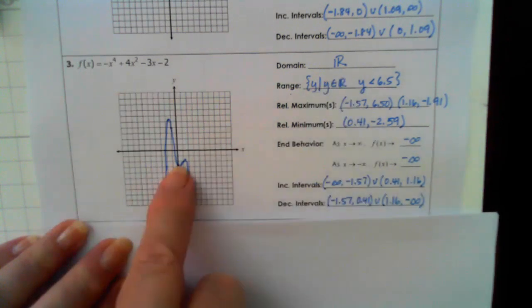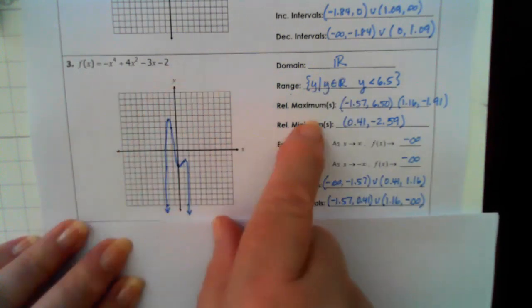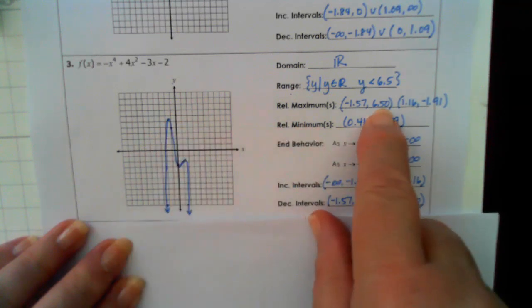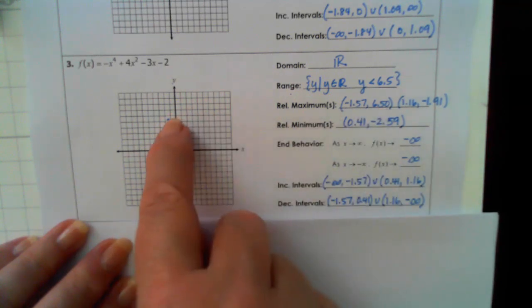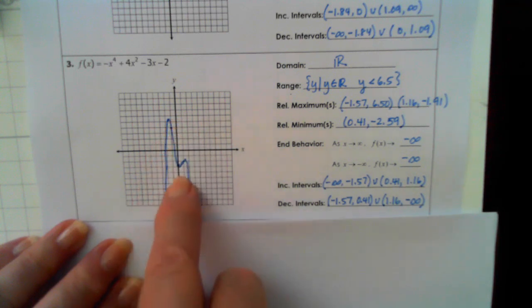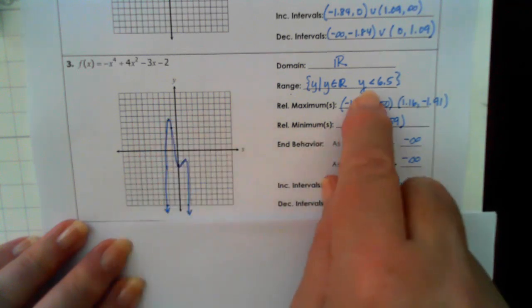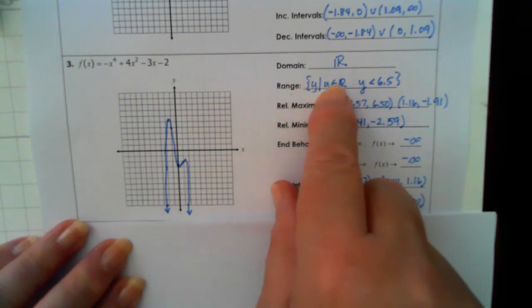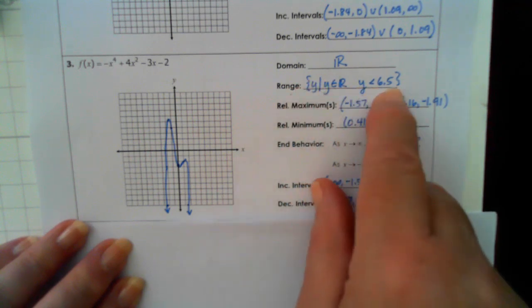The domain, you can plug anything you want in there. Your range, the highest point you have is right here. So your range is whatever this relative max right here, the highest it was, 6.50. So that's 6.5. Everything on this graph is below that, and that's what this is saying. That your outputs, your range, are all the real numbers that are below 6.5.